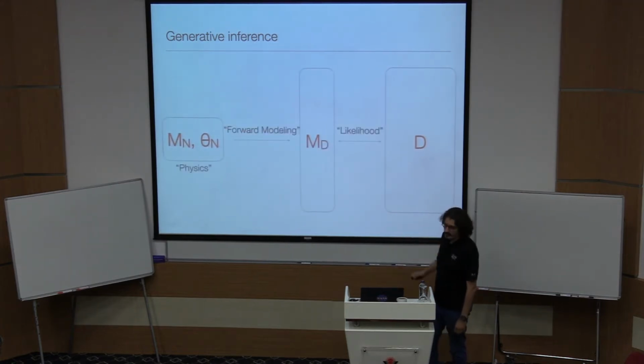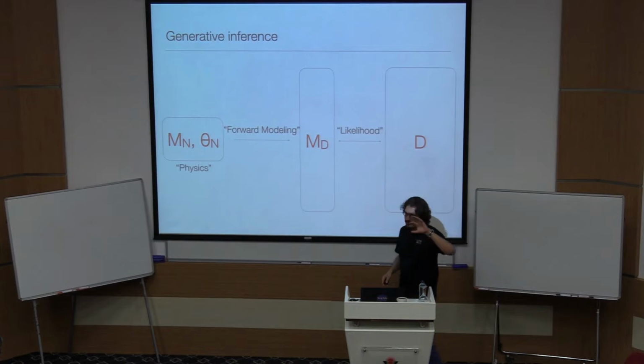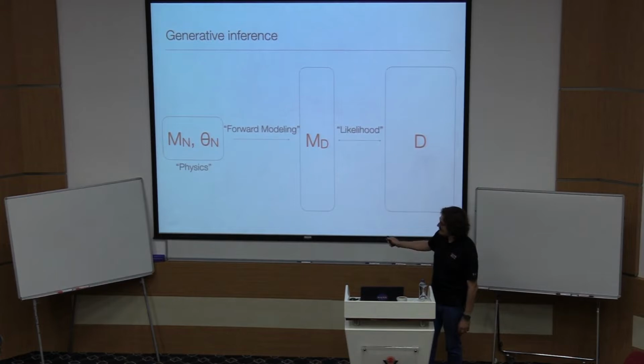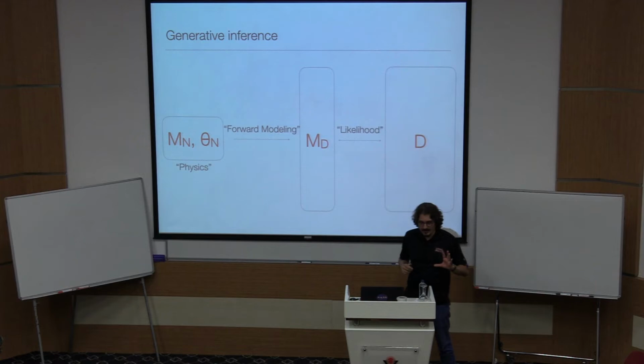I already defined forward modeling, the projection of the latent space of the model, that is m theta, using some prescription for physics. Could be Einstein field equations, could be the Boltzmann equation, whatever. You forward model it, and you get the so-called m sub d vector, which has the same dimensionality as the data. So you can actually make the comparison. You can compare the output of your model with the data.